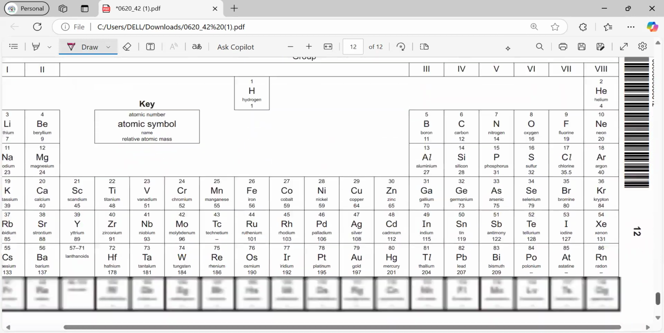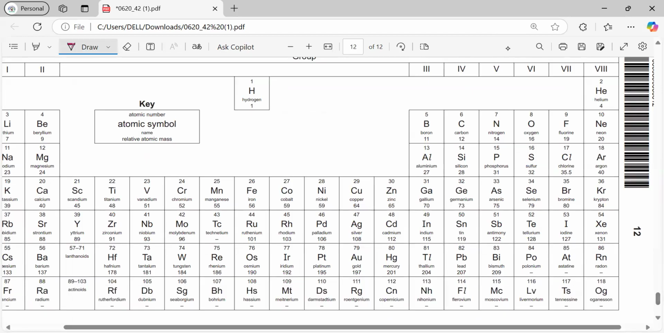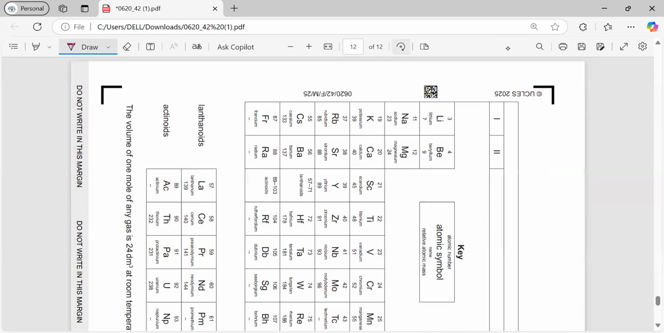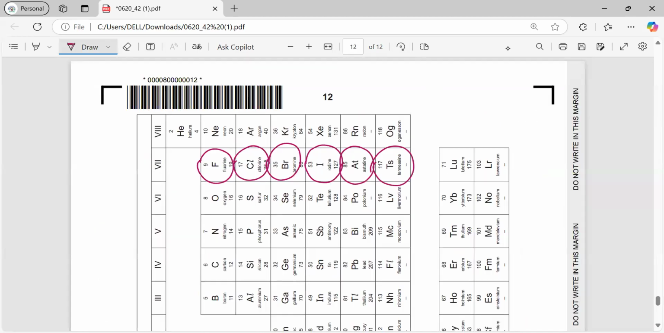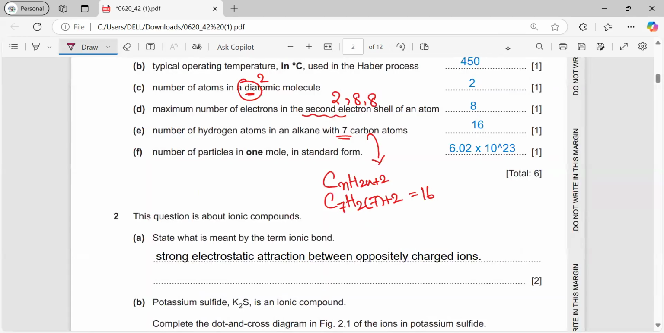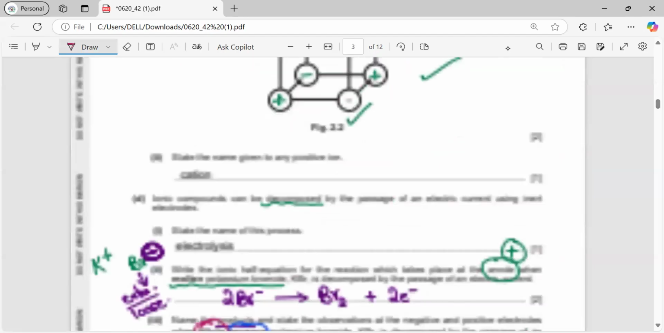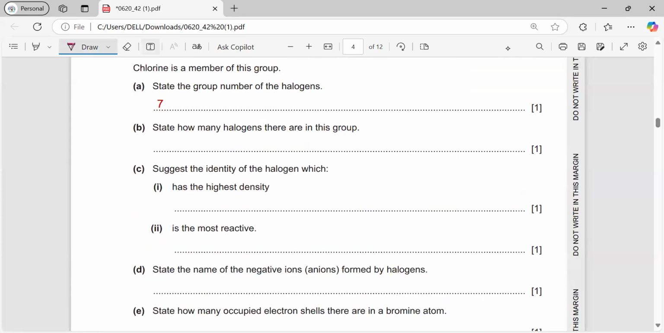Okay. Now this is the periodic table and these are the halogens. So we'll see there is fluorine, chlorine, bromine, iodine, astatine, tennessine. So 1, 2, 3, 4, 5, 6. There are 6 total elements in halogens. So we'll write here 6.